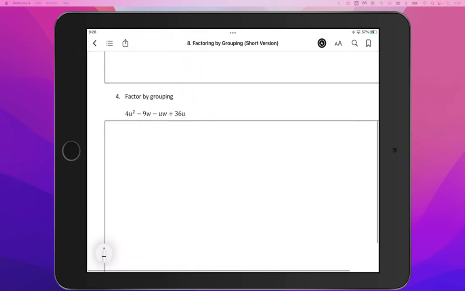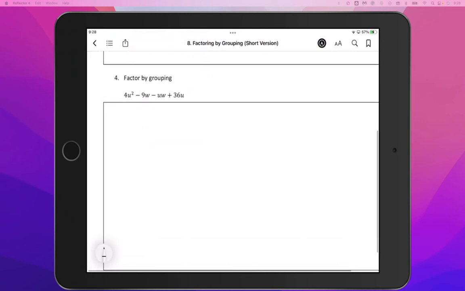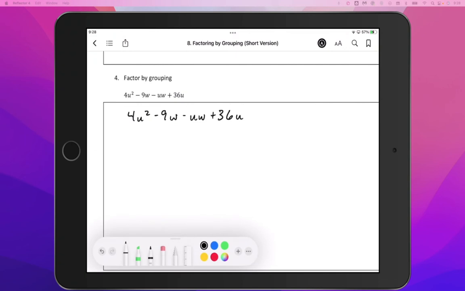The last one for this week, or for this assignment. We have, again, a bunch of negative signs, which is always super great. And so I'm noticing similar to the last one, I've got 4u to the power of 2 minus 9w minus uw plus 36u. If I do my down the middle, I could take a u out on the right, and there's nothing that I could factor out on the left. And so I don't like that. So I'm going to rearrange this in a way that will allow me to factor out more than that.